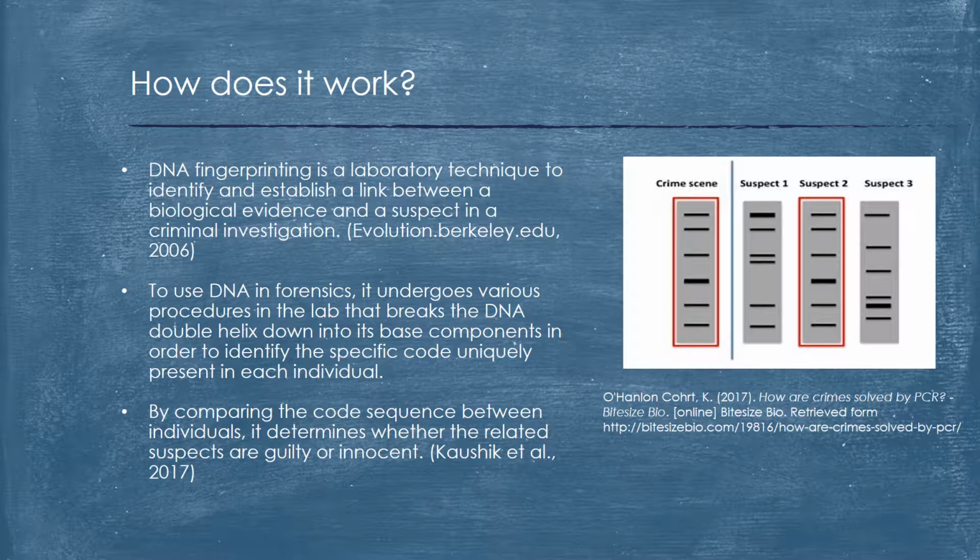When a DNA sample, for example a hair or a fingerprint, is found at a crime scene, it is immediately sent to the forensic lab where it undergoes various procedures. One of the common methods to identify fingerprinting is restriction fragment length polymorphism, or RFLP. The method relies mainly on the DNA base sequence that varies from individual to individual.